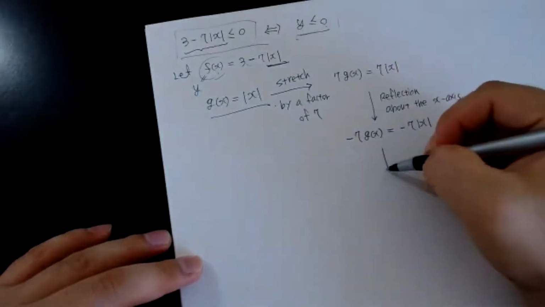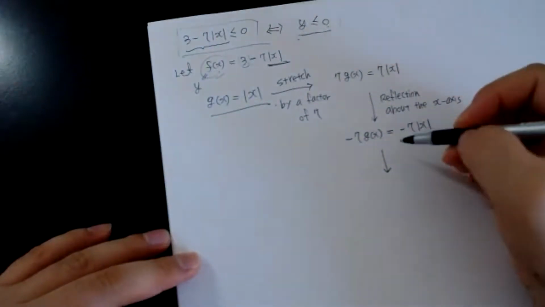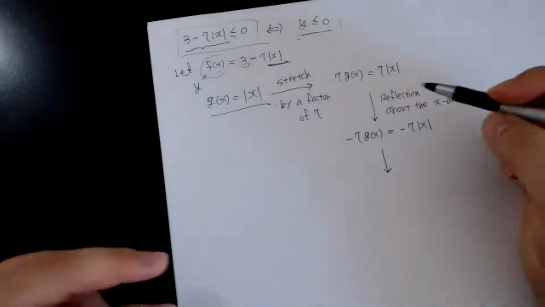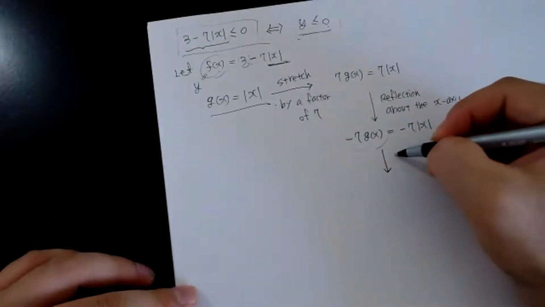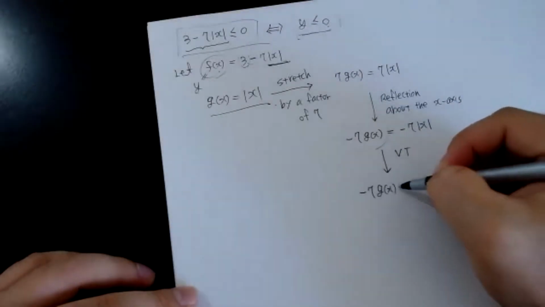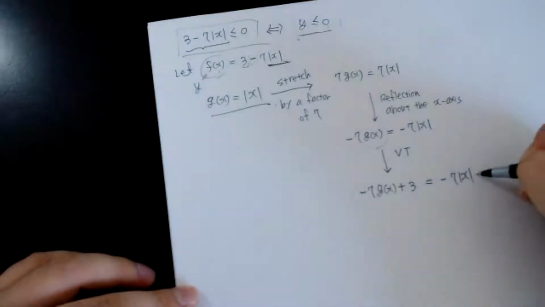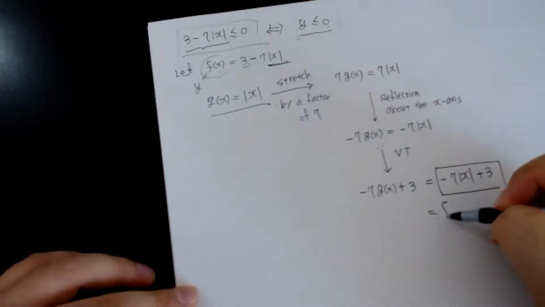And now the next one, you see the 3 right there, plus 3, right? It means a vertical translation: shift the graph of negative 7 times g of x upward 3 units. So we have negative 7 times g of x plus 3, which is negative 7 times the absolute value of x plus 3. That is f of x, right? This is f of x.